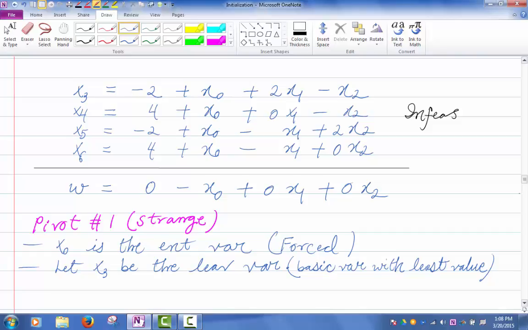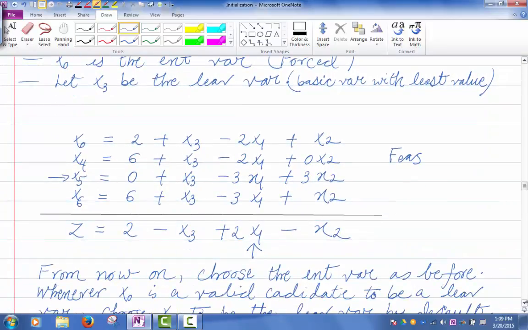So remember, x0 will be entering, and then which one is leaving? Well, either x3 or x5, any one of them could leave, because the value of x3 is -2 and x5 is also -2. So I can pick any one of them as the leaving variable. Sorry, both of them are -2. So x3 leaves, and then we get our first feasible dictionary. Once we have our first feasible dictionary, then the pivoting operations are exactly the same as before. Okay?